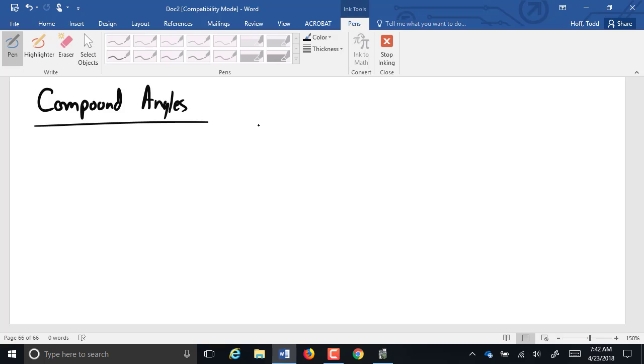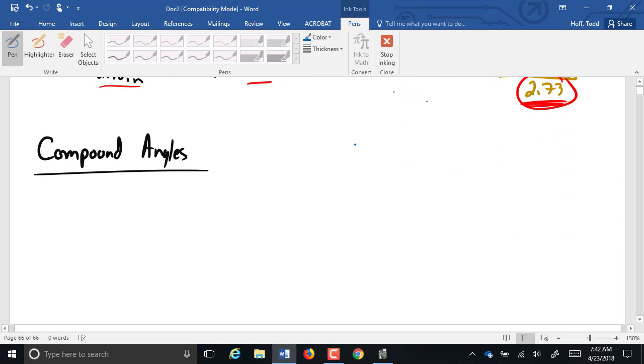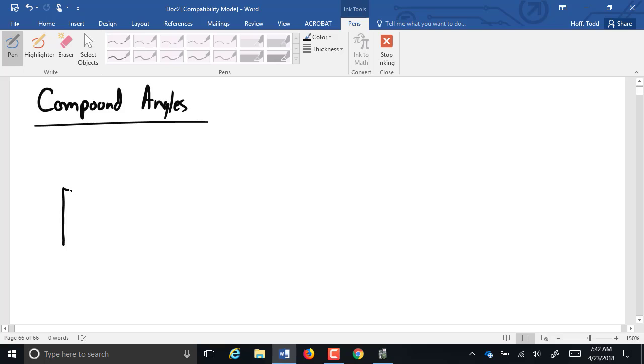Anyway, compound angles. Compound angles kind of go off of that last piece that we saw up here in this problem, where we had to find M, but to find M, we had to know one of the diagonals of one of the other sides. The goal of compound angles is to line stuff up.